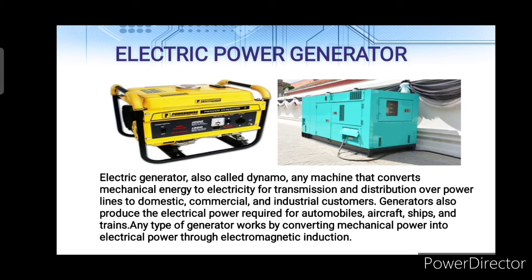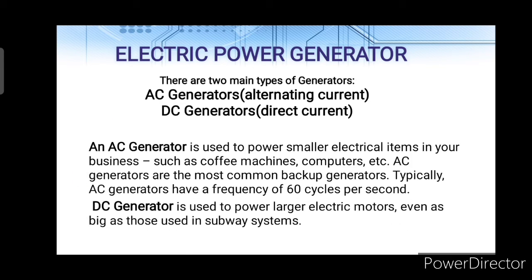An AC generator is used to power smaller electrical items in your business, such as coffee machines, computers, etc. AC generators are the most common backup generator. Typically, AC generators have a frequency of 60 cycles per second.